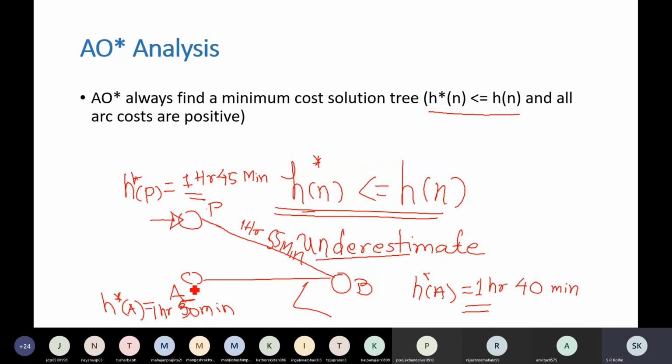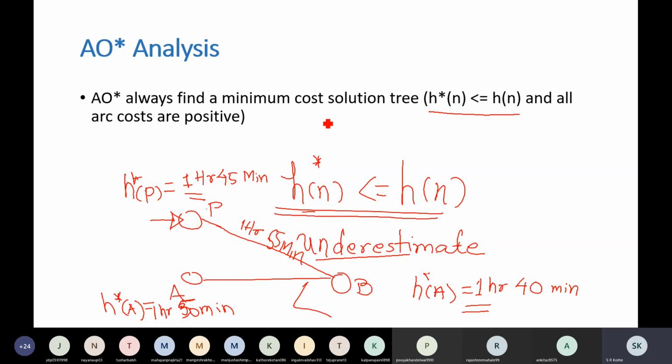the A node the algorithm could not select because it was an overestimated heuristic value. The actual time required is 1 hour 40 minutes, but since the estimate was an overestimate, it was 1 hour 50 minutes, and because of this another path has been selected, which is not a minimum cost solution. So therefore we say it will always find the minimum cost solution if it is an underestimate and all our costs are positive.